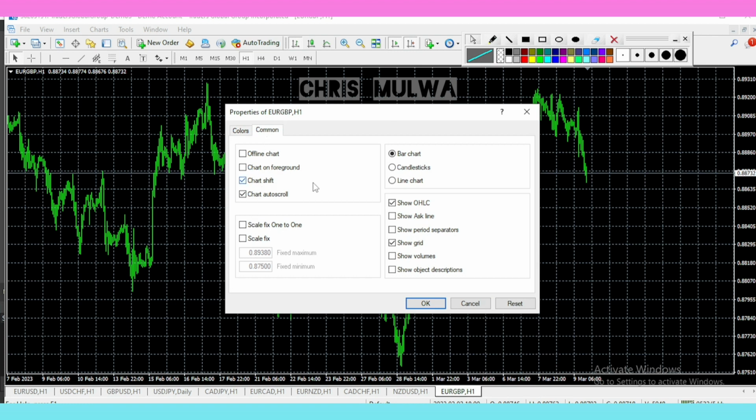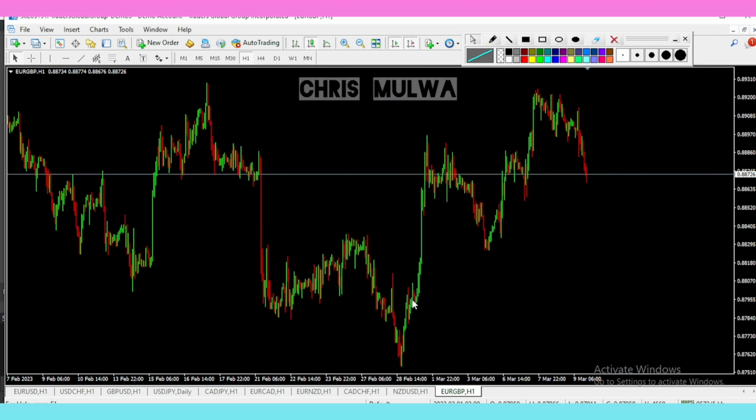Then we go to the common settings. Under common settings, we are not using the bar charts, we are using candlesticks. So we set the candlesticks. We want also to see the ask line, so we are putting the ask line. Then we remove the grids, they look bad. Then this is our chart now.